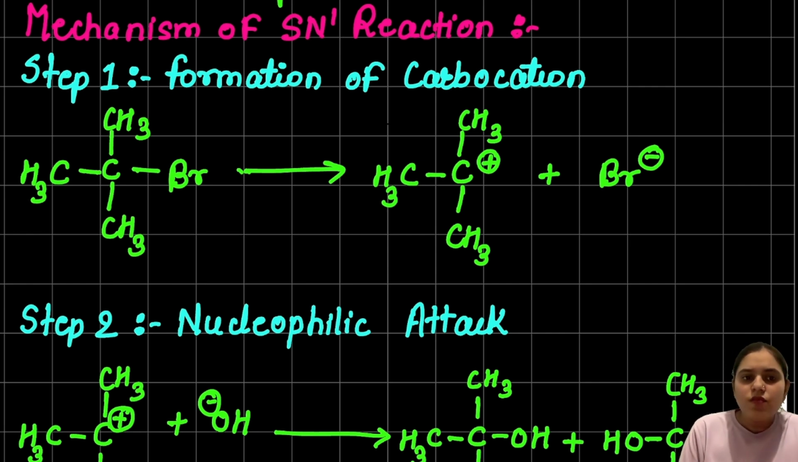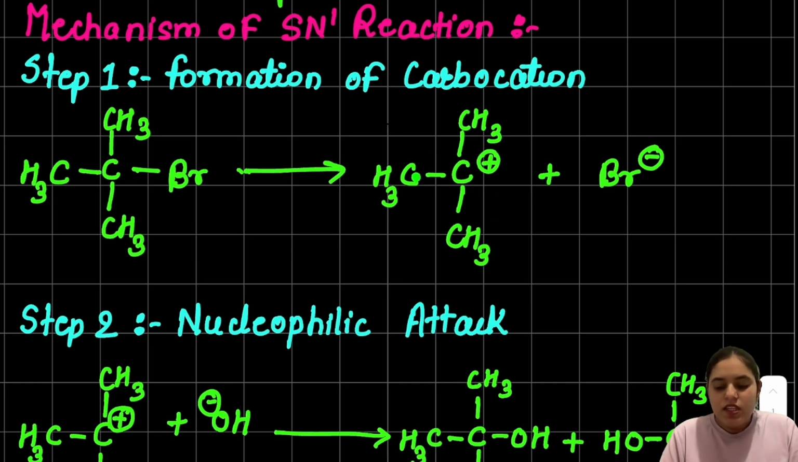In the first step, the slowest step, the carbon-bromide bond breaks. The bromide ion leaves with the bonding electrons, forming a carbocation and a bromide ion. This is the rate determining step because the formation of the carbocation requires the highest amount of energy. That's why this is the slowest step of this reaction. So what about step 2?